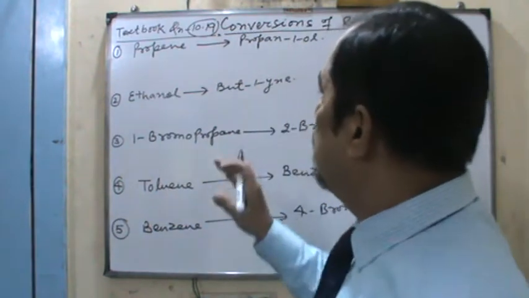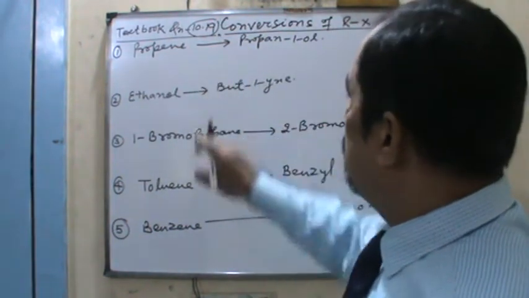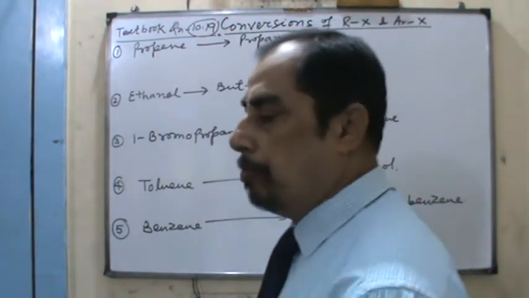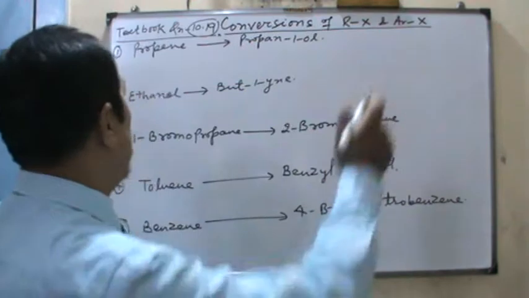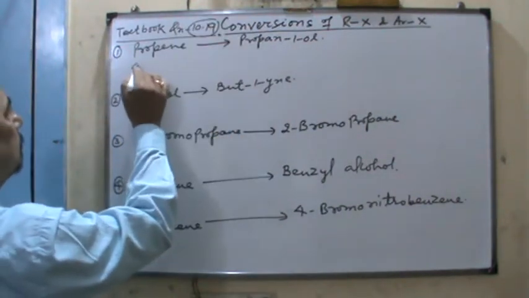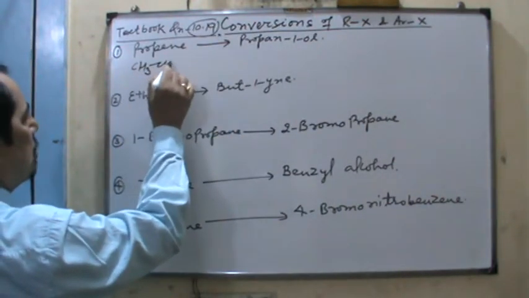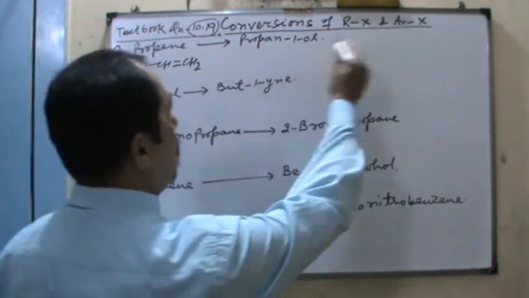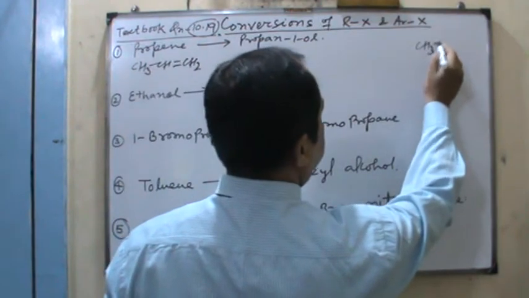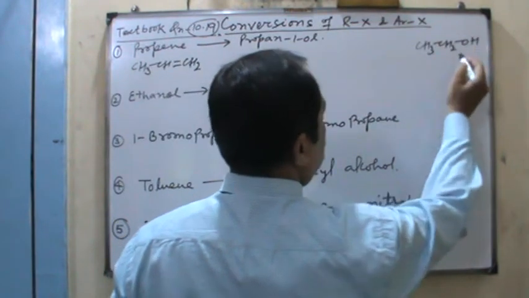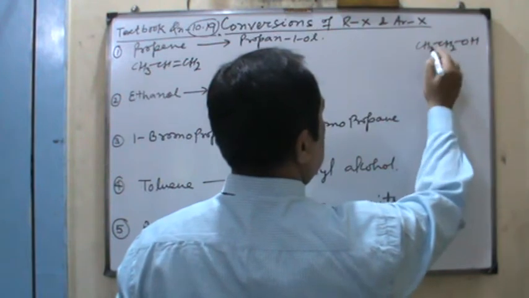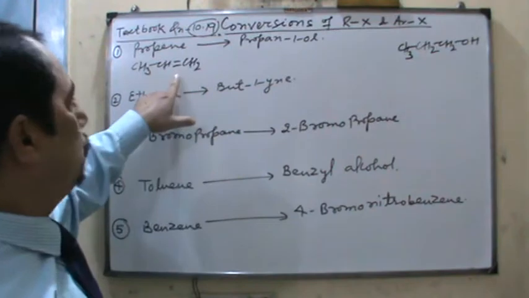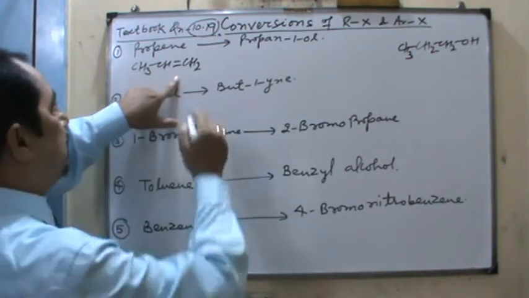So, if I give you the first question, propene to propan-1-ol, first draw the structure of propene. Propene is a 3 carbon compound, CH3CH=CH2, and this is propan-1-ol, CH3CH2CH2OH. So what do you do first? First you have to break the double bond by an addition reaction.